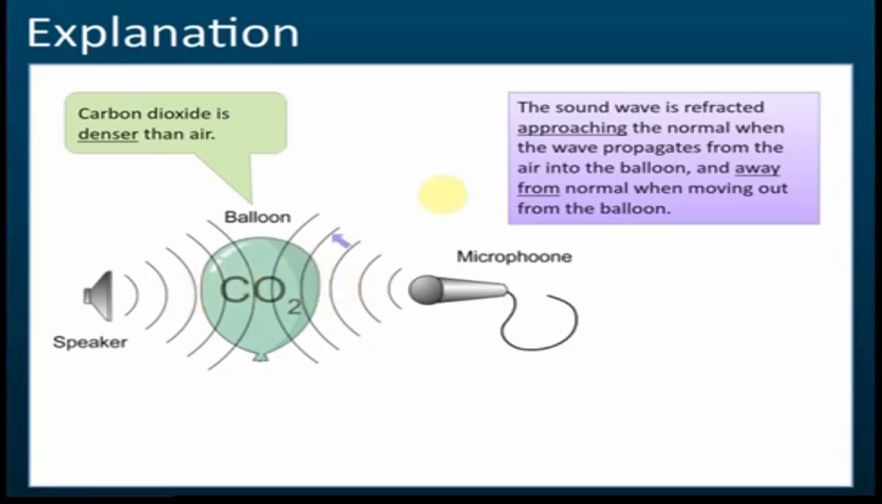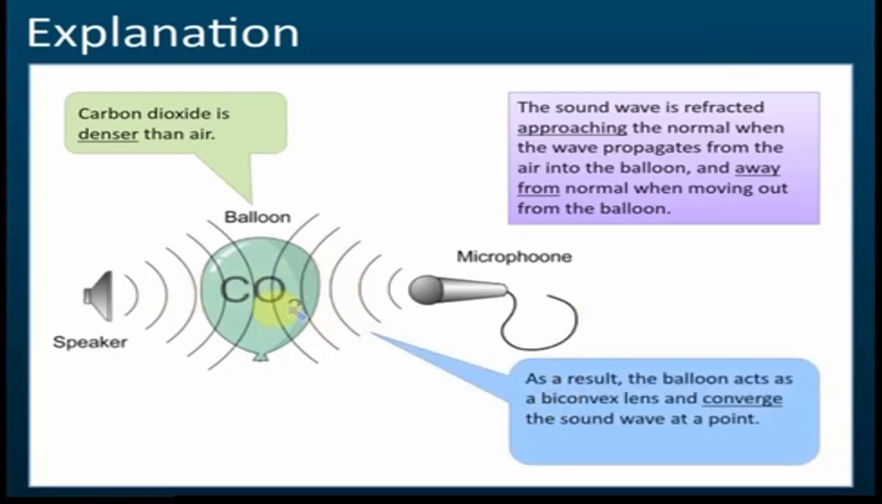As a result, the sound wave is converged. If the sound wave is converged to a smaller area, the amplitude will become higher. So the microphone detects a higher amplitude of the sound.